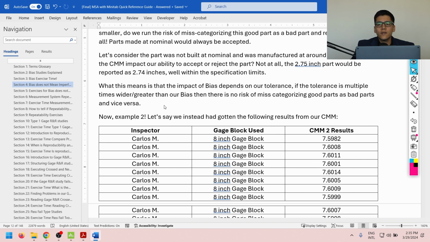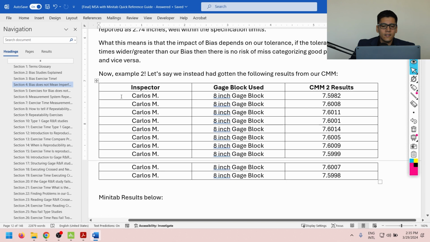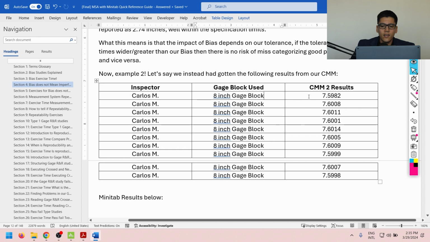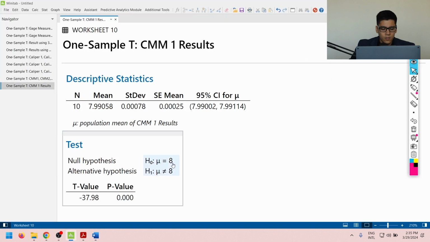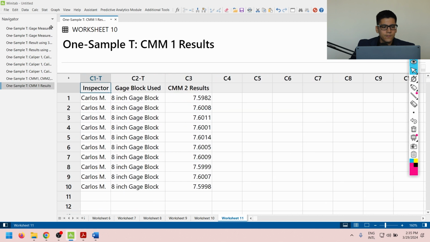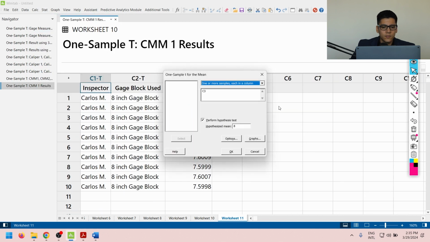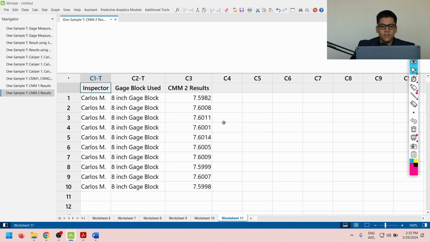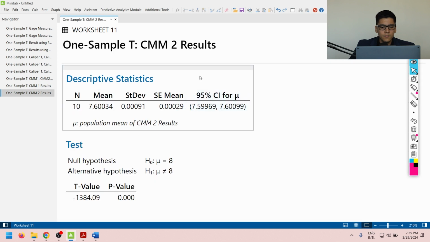Now we're going to look at a new example. Let's say that we had the same example. Okay, so we took our 8-inch gauge block and we got the following results. We're going to paste the information over into Minitab. We're going to do a basic one sample t-test. And again, C3, which is our column that has our data, and our hypothesized mean of 8. If I look at my data, I can see that I have a p-value below 0.05. So same conclusion as before, bias exists, right?